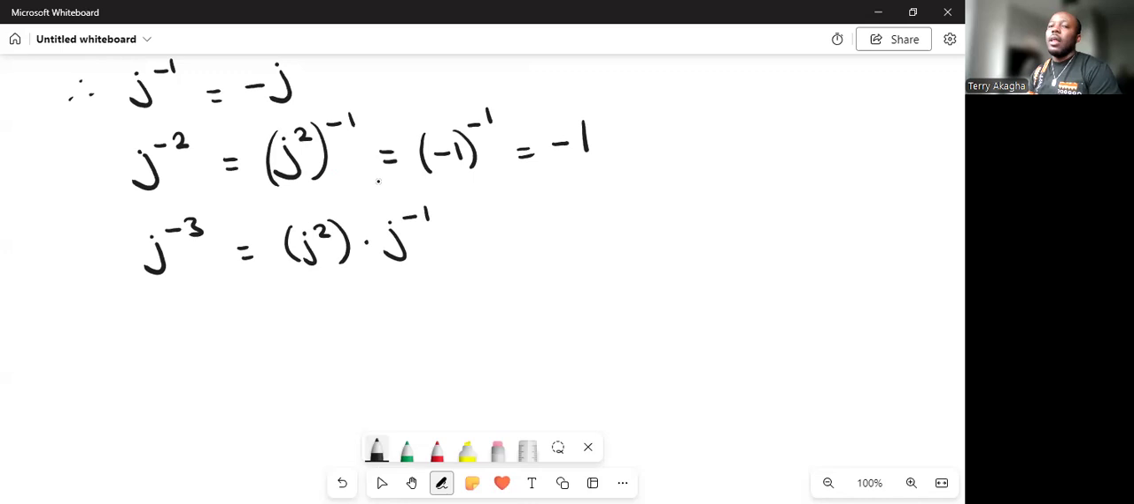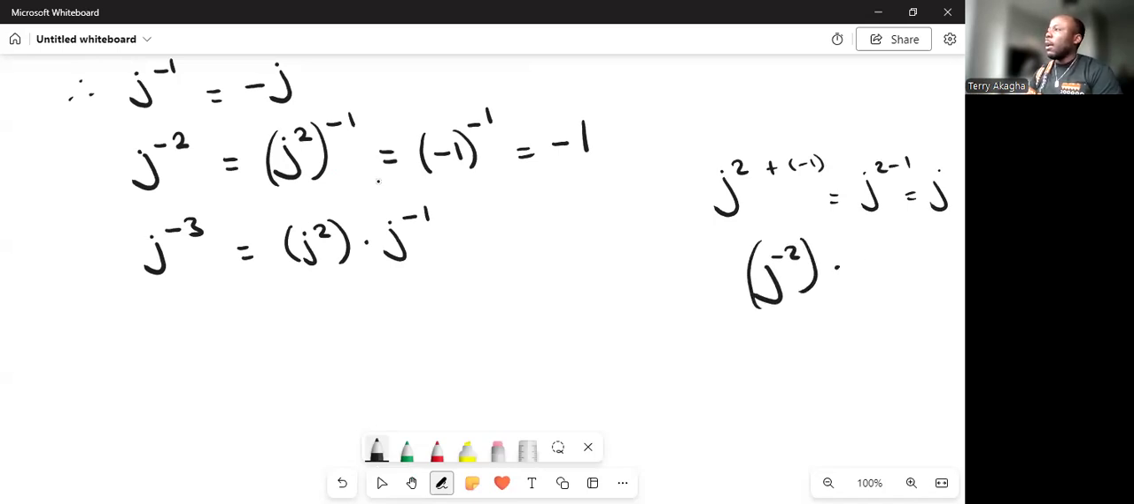Now if you put it this way, it's going to be a problem, because j raised to the power 2 plus minus 1 is going to give us j raised to the power 2 minus 1, and that will give you j. That's not what you're looking for. But if I say j raised to the power minus 2 multiplied by j raised to the power minus 1, it is going to give me j raised to the power what? Minus 3, because minus 2 plus minus 1 will give you minus 3.